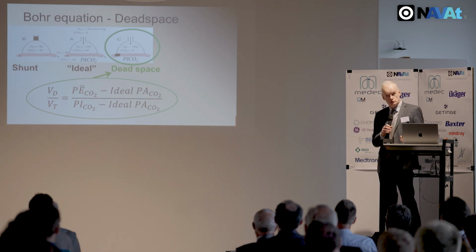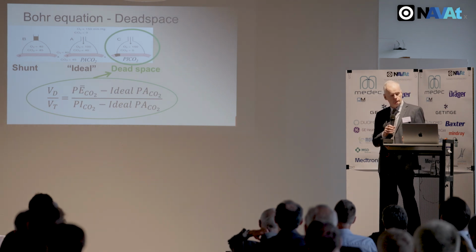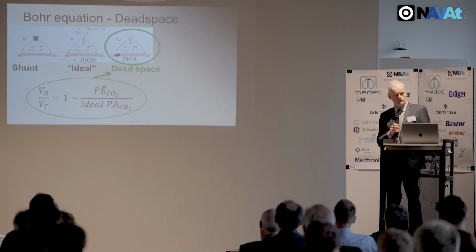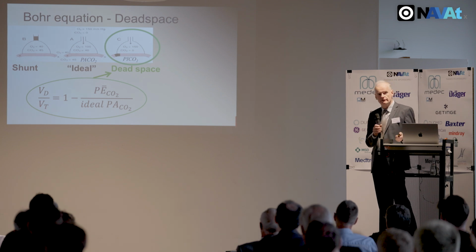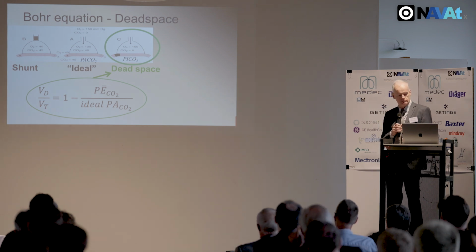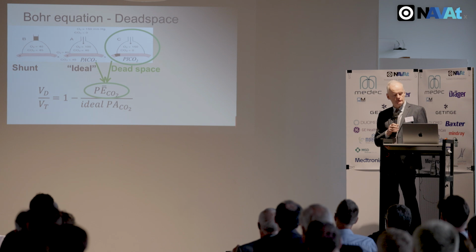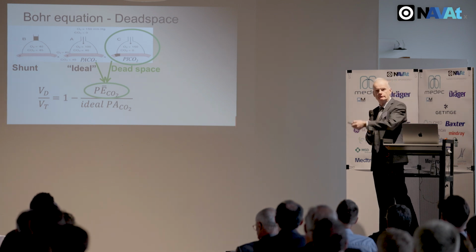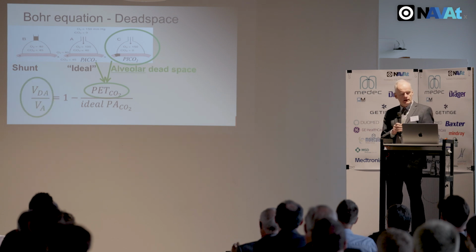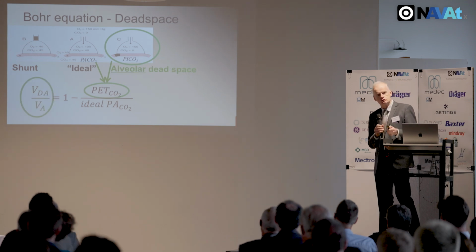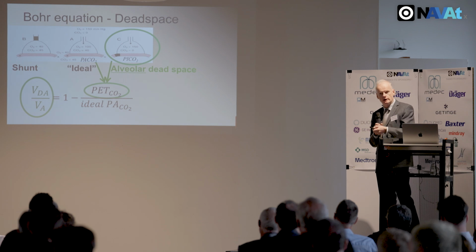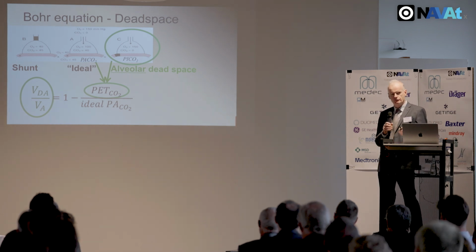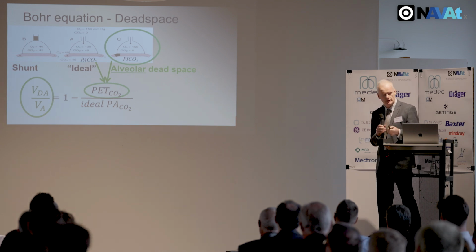The Bohr equation looks like this. The more familiar version of it, because the inspired CO2 is assumed to be zero, the equation simplifies to this formula, which you're all very familiar with. I don't need to dwell on this because this is stuff you guys already know. Essentially, the numerator, which is the expired CO2, is a mixture of what comes out of the ideal compartment and the dead space compartment. If in particular we're measuring end-tidal CO2 in the numerator of the equation, it's alveolar dead space that we're measuring. And that's what's important to us when we're thinking about VQ mismatch in the lungs. It's alveolar dead space you want to concentrate on.